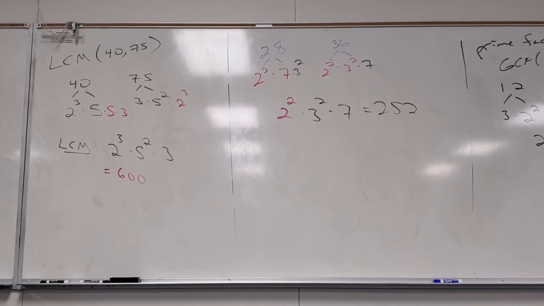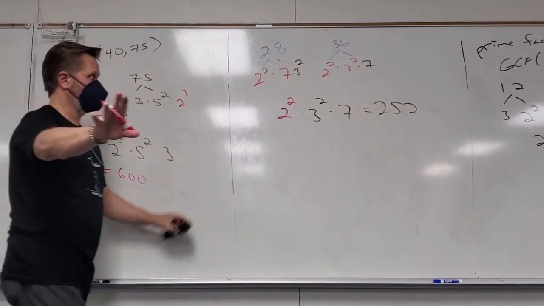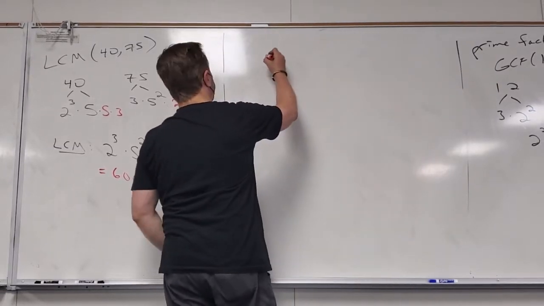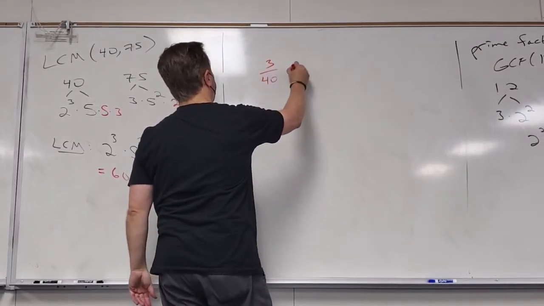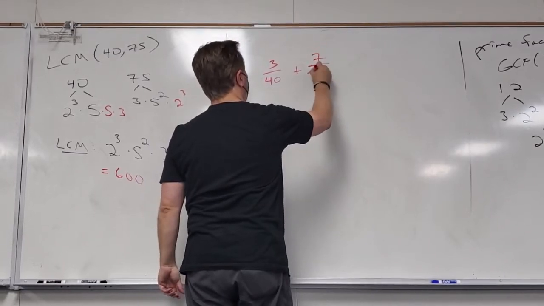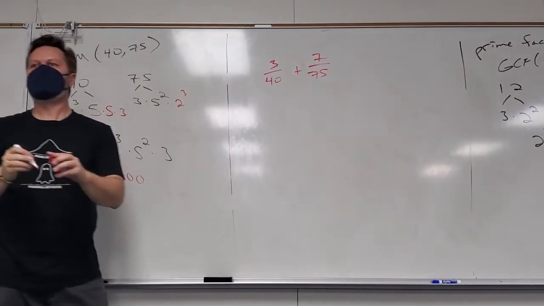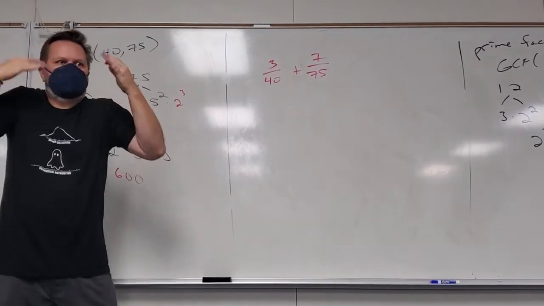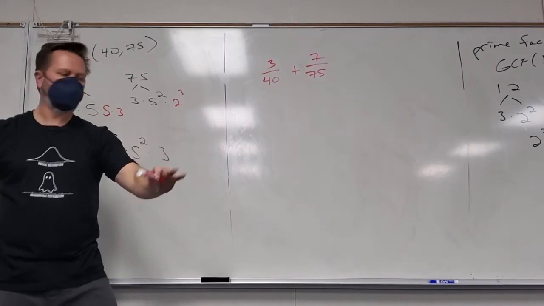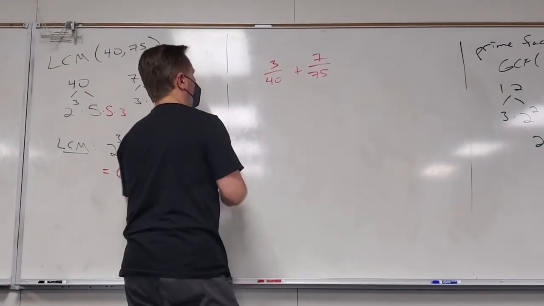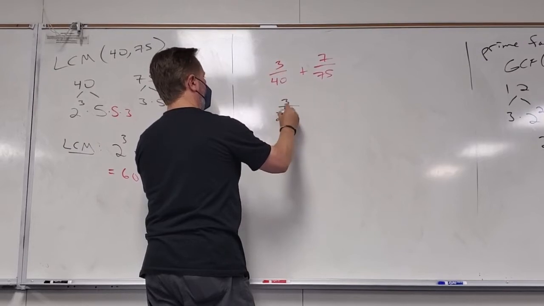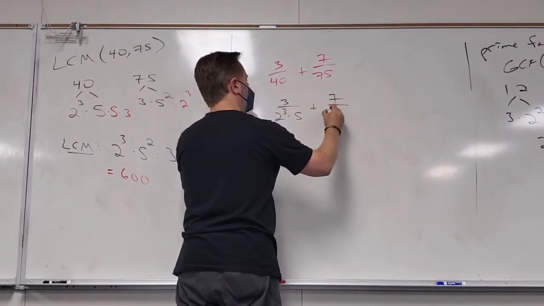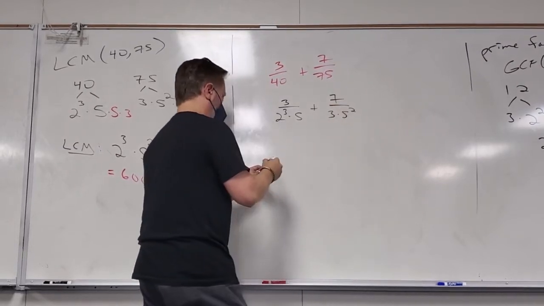So, real quick, just to show. Let's see if you guys, let's see. So if I had to do 3/40 plus 7/75, right? Oh, shoot. Just let it out, get the anxiety out. Okay. I would make this 3 over 2 cubed times 5 plus 7 over, you could do it, Jeff, 3 times 5 squared.